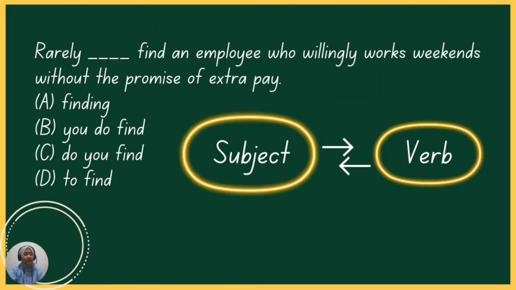Here is the example of the questions. Ya, ini contoh soalnya ada indikator rarely. Rarely blank. Find an employee who willingly works weekends without the promise of extra pay. Ya. Nah, rarely tadi bagaimana strukturnya? Kita membutuhkan auxiliary verb sebelum subject. Ya. Mana? Rarely. A, B, C, D.